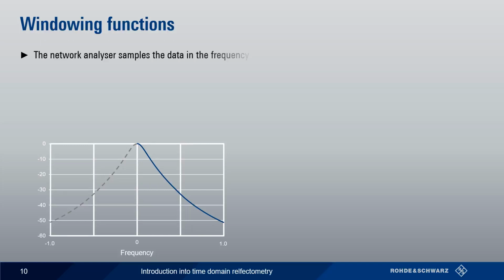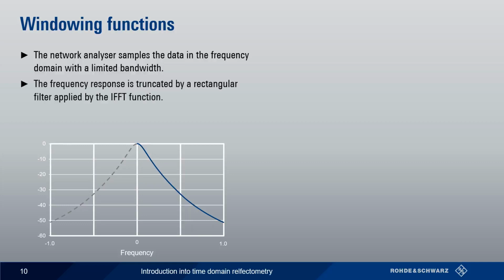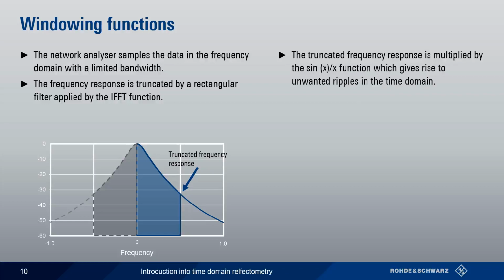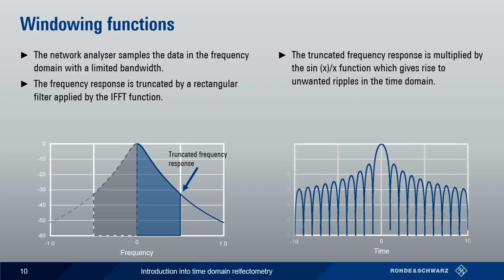And ideally, to get a narrow pulse, we want to sample an infinitely large bandwidth in the frequency domain, but our real network analyzer has a limited bandwidth. So we end up with a frequency response which is truncated by a rectangular filter because of the limitations of our measurement. And to make this accurate, we should also mirror this here on the left-hand side as well. Now, because of this truncation effect, we can think about the frequency domain information being multiplied by this sin x over x response we saw with the pulse measurement. So in the time domain, this truncated frequency response ends up giving us some unwanted ripples in the time domain. So we can see this ringing effect moving out from the wanted response.